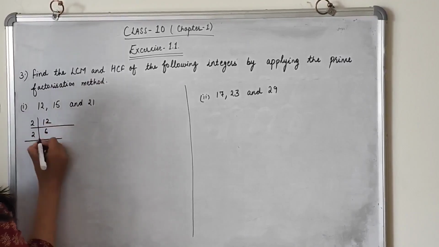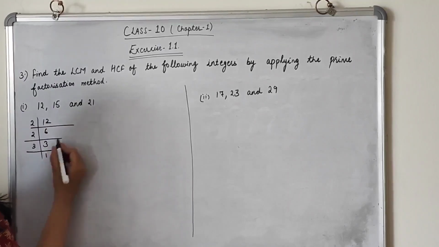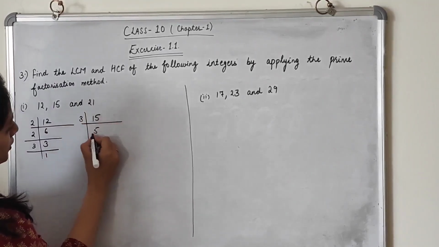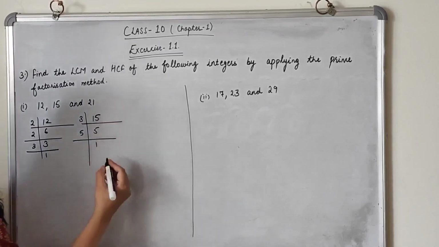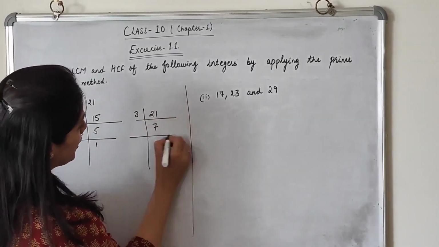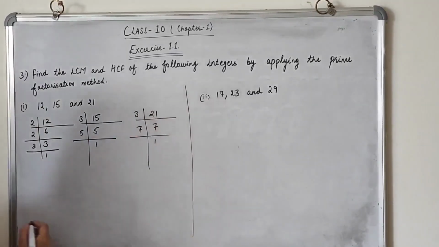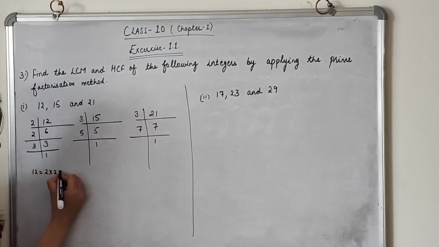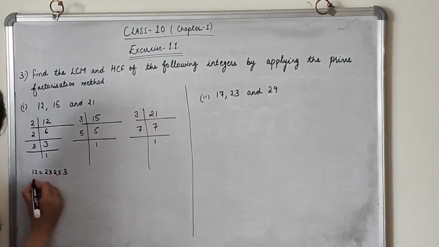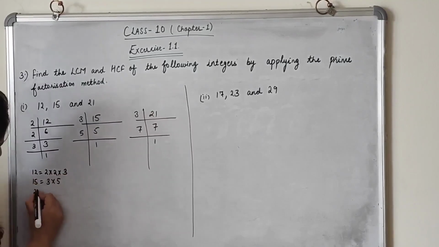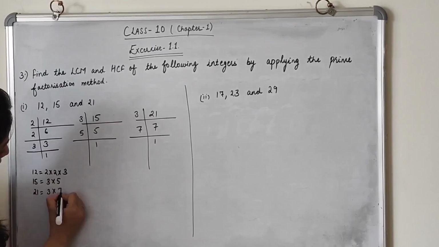2 6s are 12, 2 3s are 6, 3 1s are 3. And what about 15? 3 5s are 15, 5 1s are 5. What about 21? 3 7s are 21, 7 1s are 7. So 12 is equal to 2 cross 2 cross 3. 15 is equal to 3 cross 5. 21 is equal to 3 cross 7.